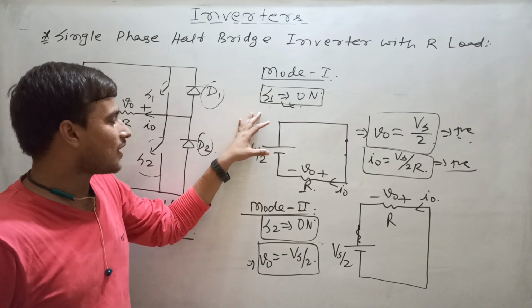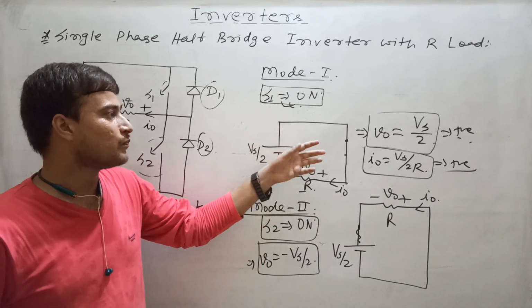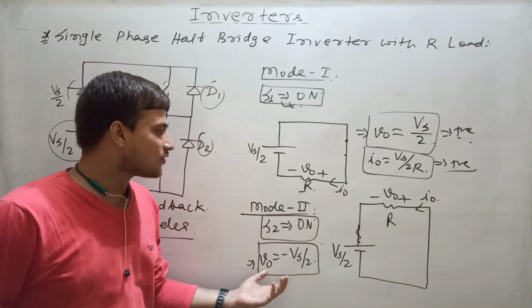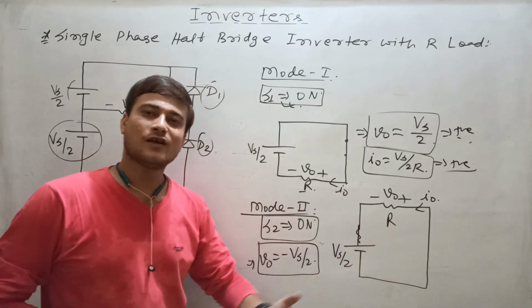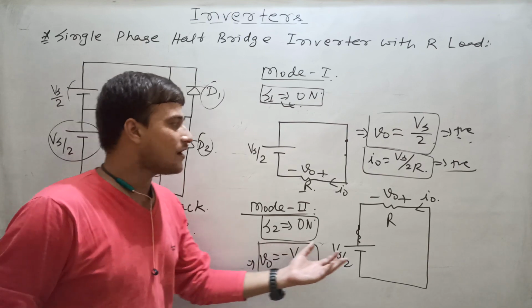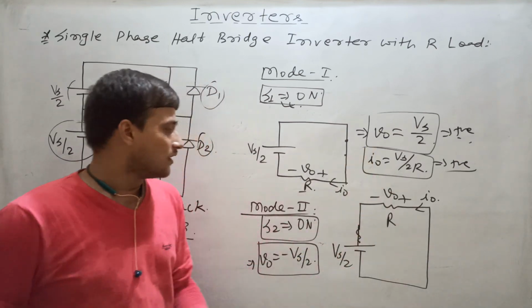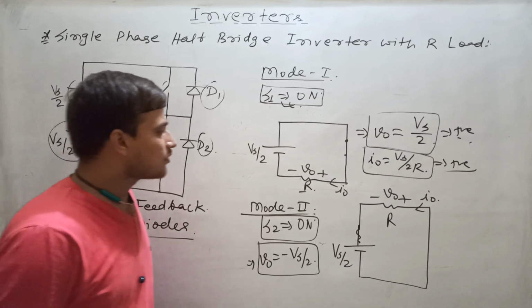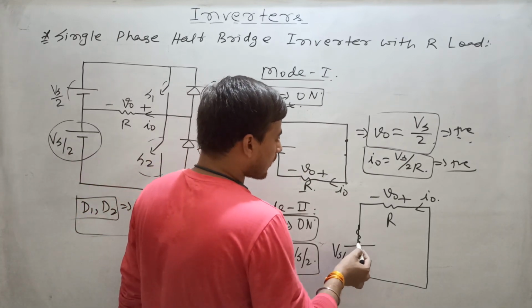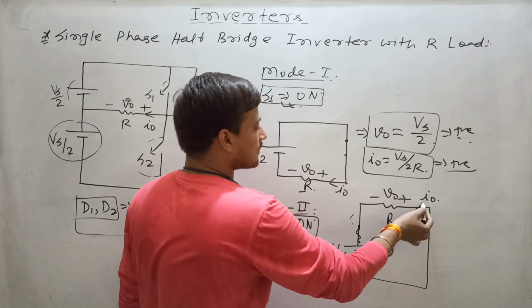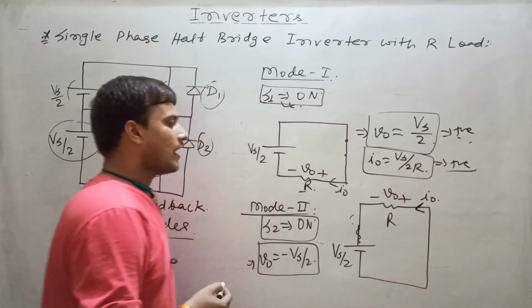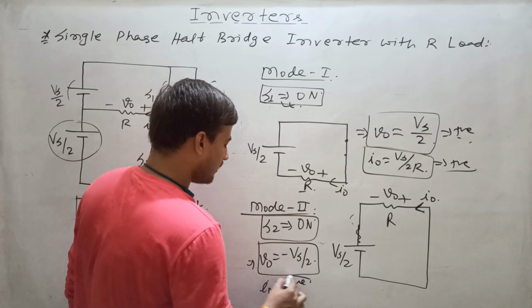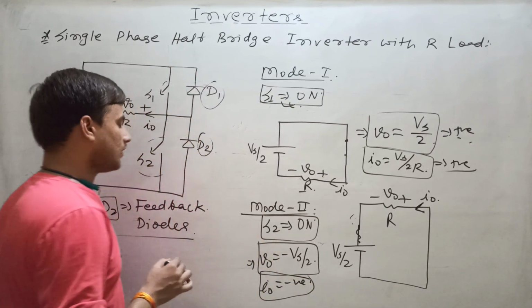So in the first half, that means when S1 is on, you are getting positive voltage across the load. When S2 is on, you are getting negative voltage across the load, and current has also been reversed. Now what about current? What do you see? Current will flow through this one. That means I naught is reversed, so you will write I naught as negative. Clear?